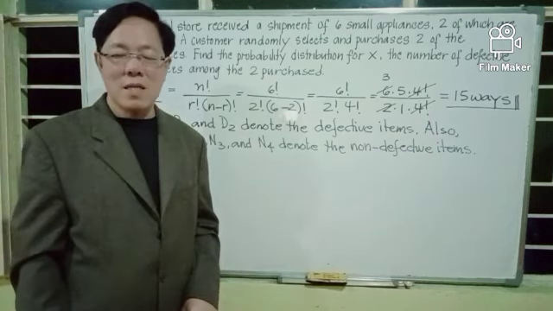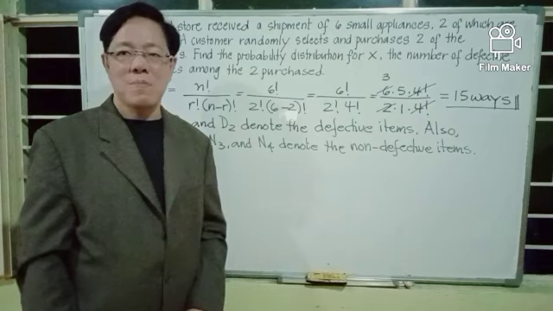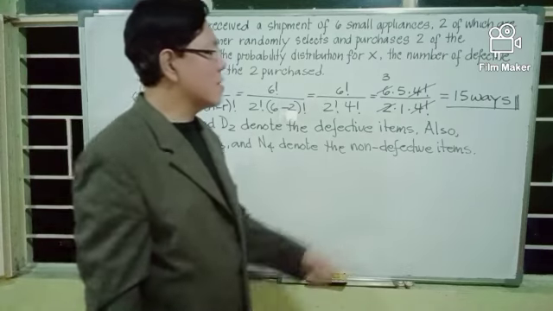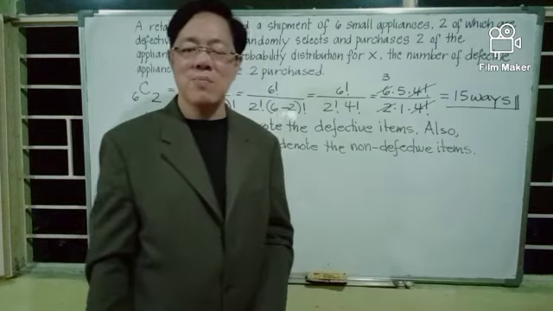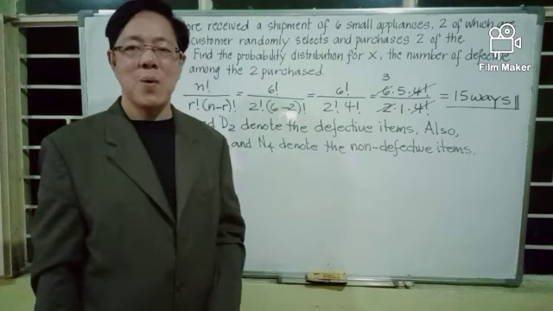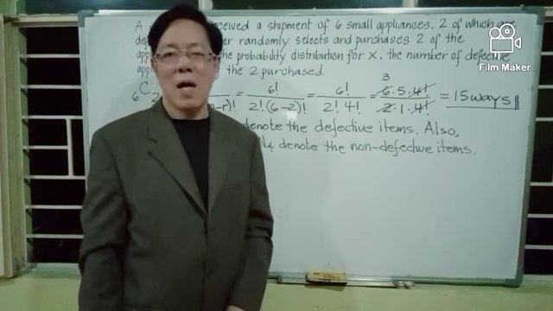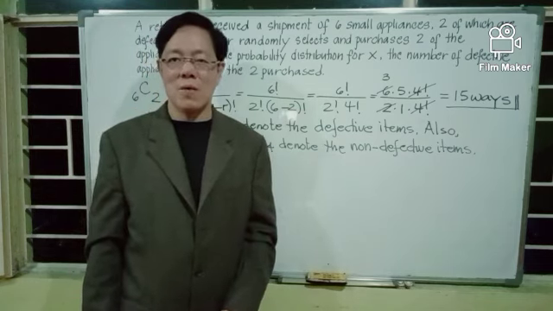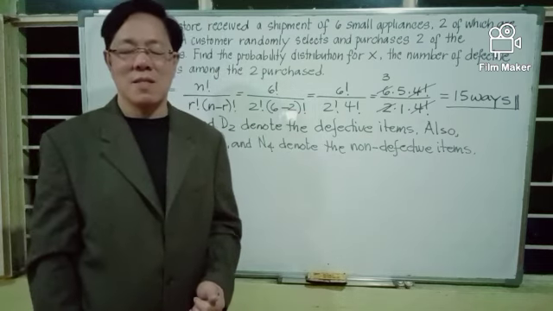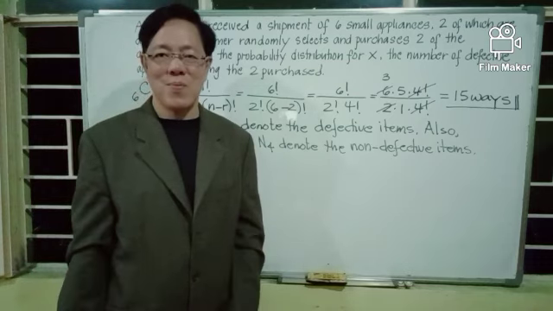Now, we will list in a table all the possible events, and there should be 15 events because there are 15 ways by which a customer can select 2 appliances at random from the 6 small appliances, of which 2 are defective.